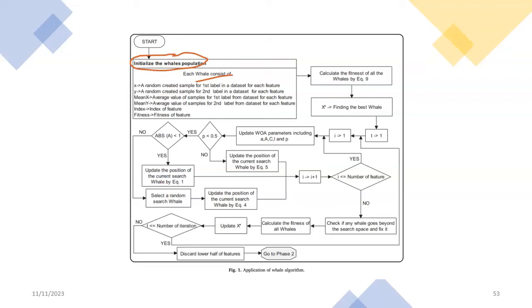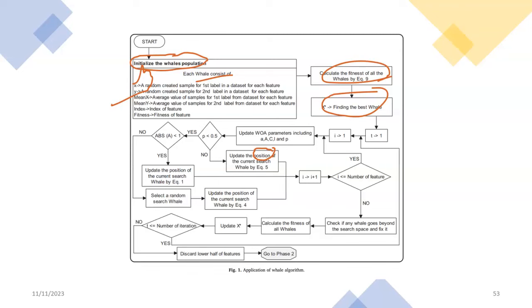Each will consist of randomly created samples with X and Y, and after that we calculate the fitness for all of them according to equation number 9 in the paper, and then it looks for the best whale, which whale is the best one. The most important thing you will note is that position is most important. Position is X basically, right? And you will also see the different parameters and the distances for it.